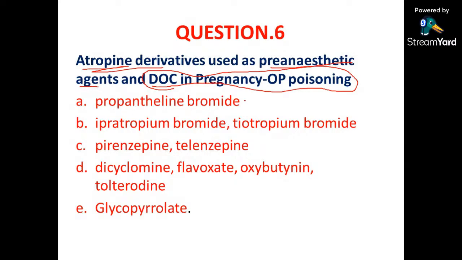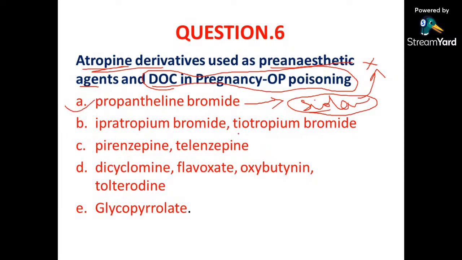Propantheline bromide is one atropine derivative. Especially this propantheline bromide is used in sialorrhea. Sialorrhea is the condition where the patient has excess salivation. In excess salivation condition, propantheline is used. When propantheline is given, salivary secretions will be stopped. So in sialorrhea condition, propantheline is the drug of choice.